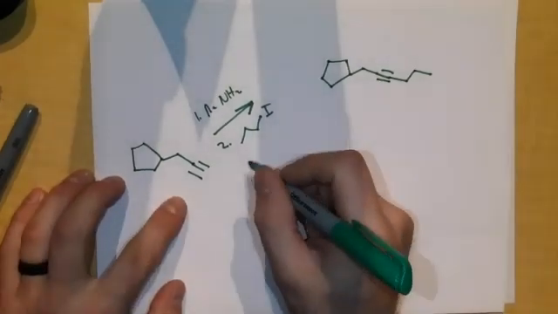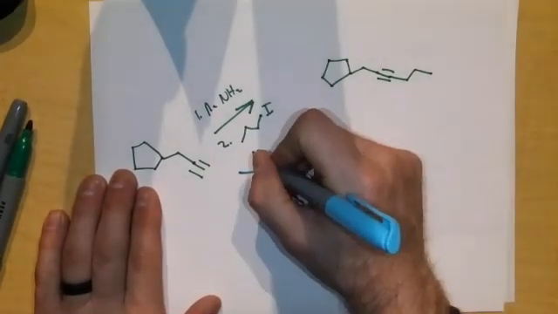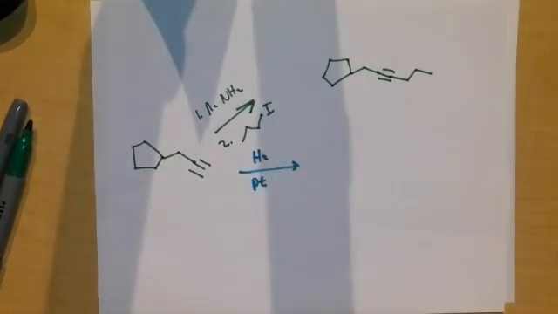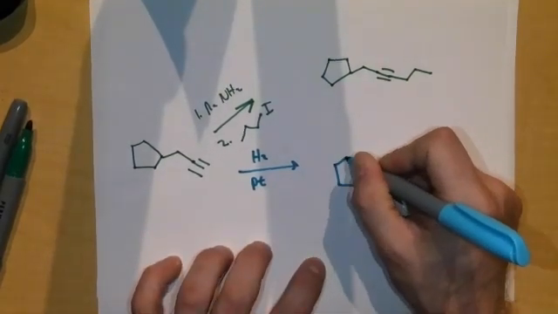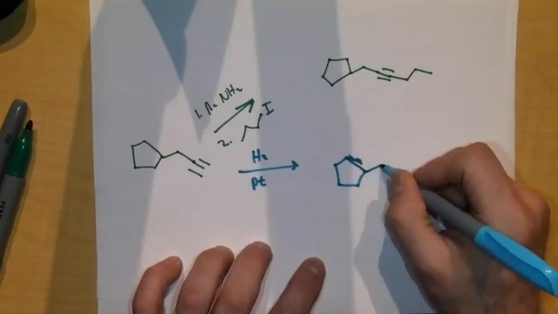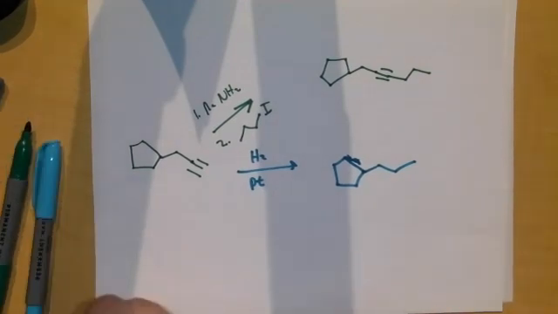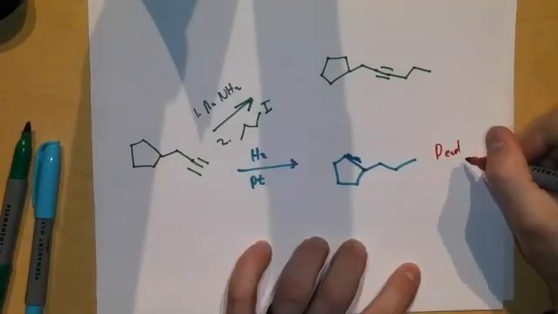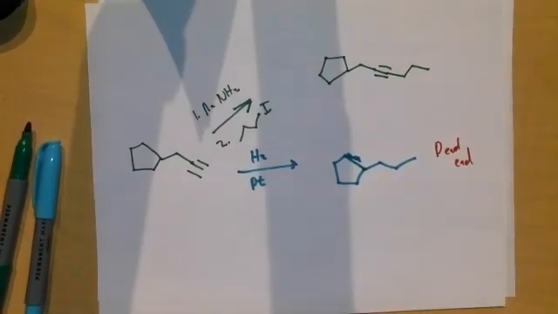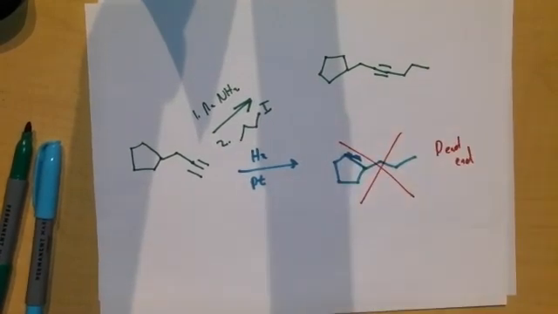If I try to reduce this first, so throw in H2, platinum, I'm going to get this. And this is essentially a dead end. Unless I want to start doing radical reactions, there's not much I can really do with this. I can't alkylate it. I can't brominate it. I'm kind of just stuck with what I have.